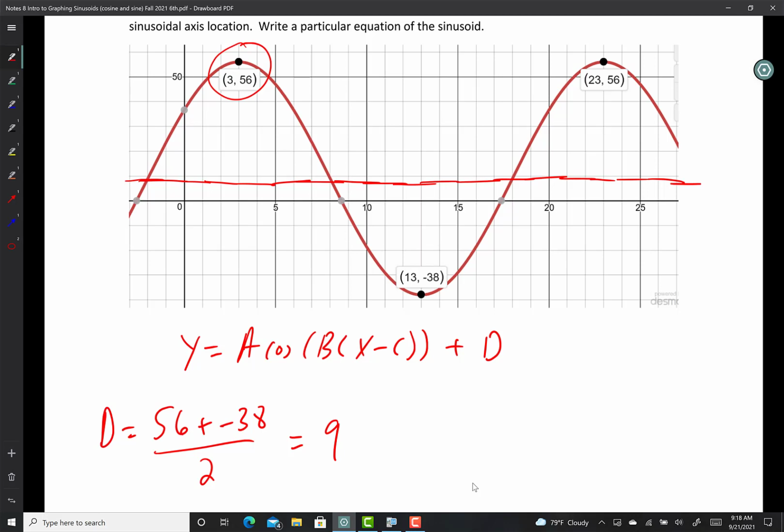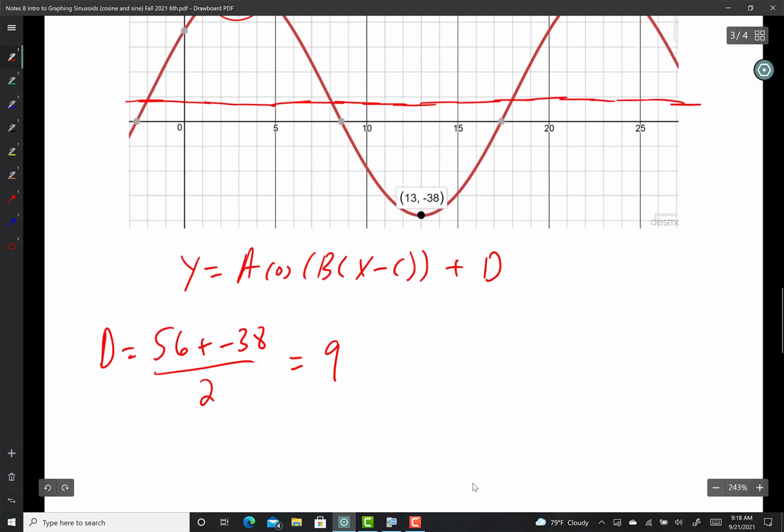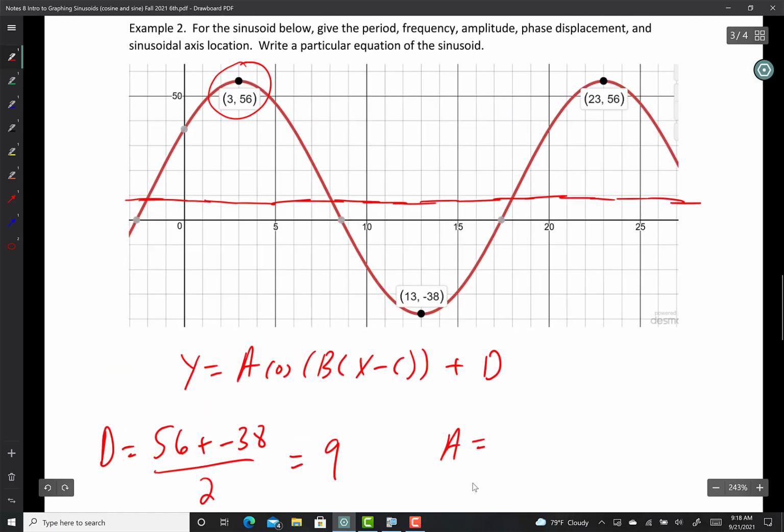Are we still cool? All right, I can find the amplitude. The amplitude is the distance from the highest point to my midline. Maybe that's one I didn't cover, but we figured it out earlier. The amplitude is the distance from the highest point to the midline. You could also say the magnitude from the lowest point to the midline. It's the same, but absolute value. So 56 minus 9, what's that?